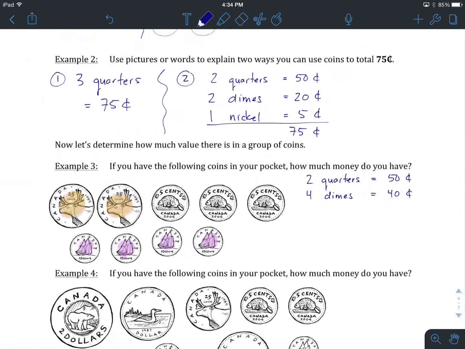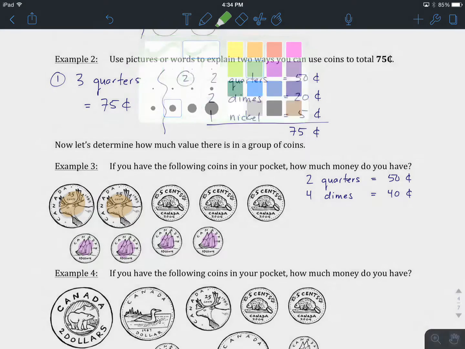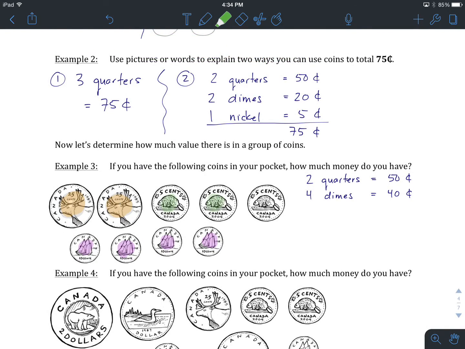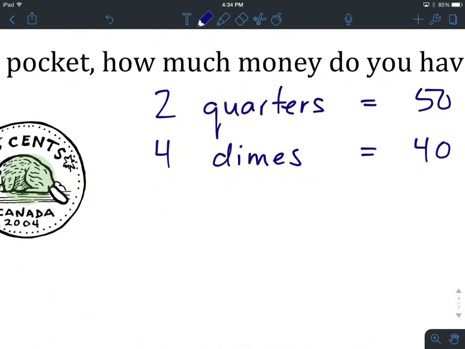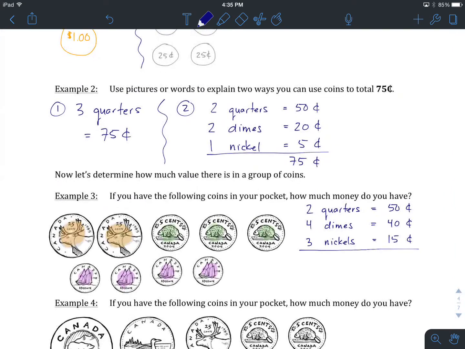Now we'll jump to the last type of coin that we have here, and those are nickels. They're worth 5 cents. So we have 3 of those. Let's put those in our tally as well. We have 3 nickels, and nickels are 5 cents each, so 3 of them will give us 15 cents. So that's how much money we have in our pocket, roughly.